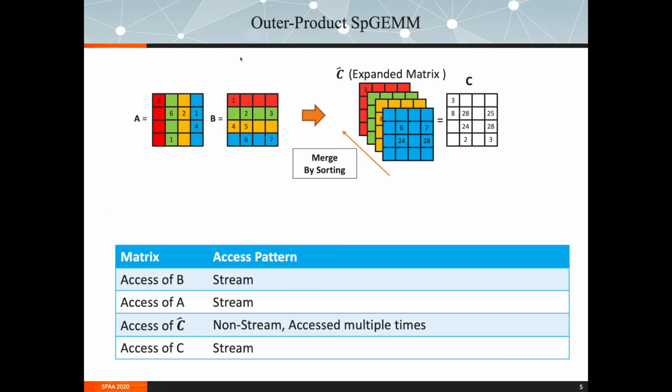Outer product SpGEMM is different. Every iteration will pick a column from matrix A and multiply it with the corresponding row from matrix B. Because we are doing an outer product, it's going to generate a rank 1 submatrix. We continue doing so until we finish reading all of A and B, then we sort and merge to convert the expanded matrix C hat into the final result. So you see, we have stream access to both inputs, but the access to C hat is non-stream, and we have to access C hat multiple times.